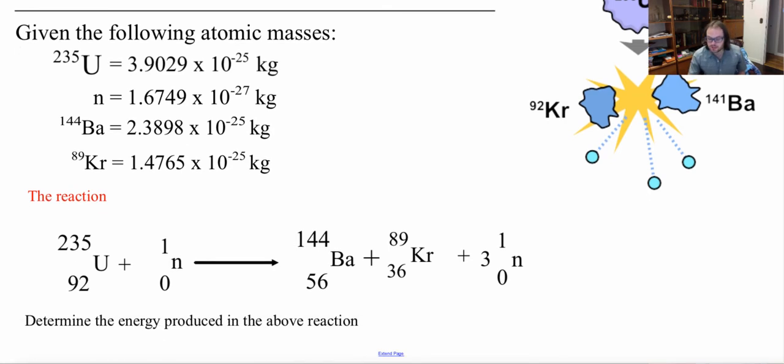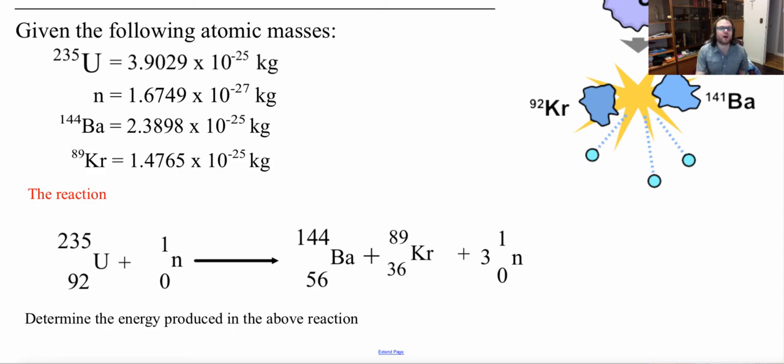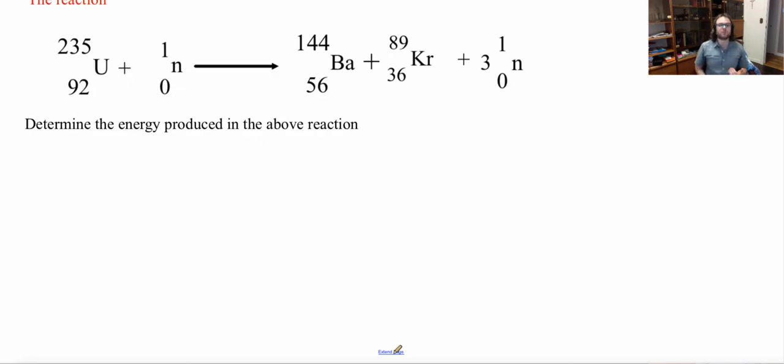So in this case here, we have uranium-235 reacting with a neutron. So a neutron is being shot into uranium-235 to produce barium-144 and krypton-36 and then 3 more neutrons. We want to determine the energy of this reaction. Well, my information is given here up above, so I'm going to use that information to help me. Now remember, we're going to be looking at my mass defect.